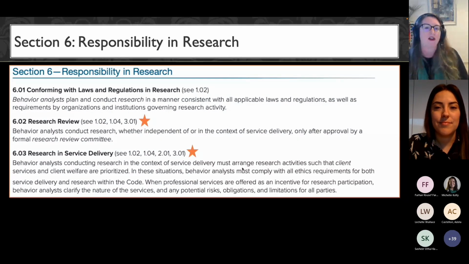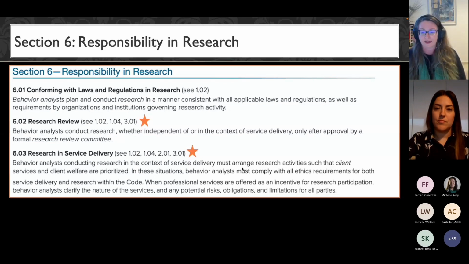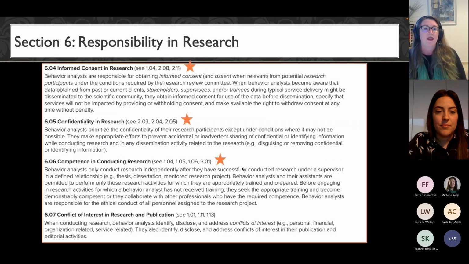They're the ones with the stars that we're going to go into a little bit more. Conforming with laws and regulations in research should be an obvious one, hopefully not too much to discuss. But there is a lot to talk about in terms of research review, especially for tonight's topic, research and service delivery. That's what you hear a lot from Belen about at the end. Informed consent in research and confidentiality. We have requirements in clinical work, but we have unique requirements in research with respect to those items.